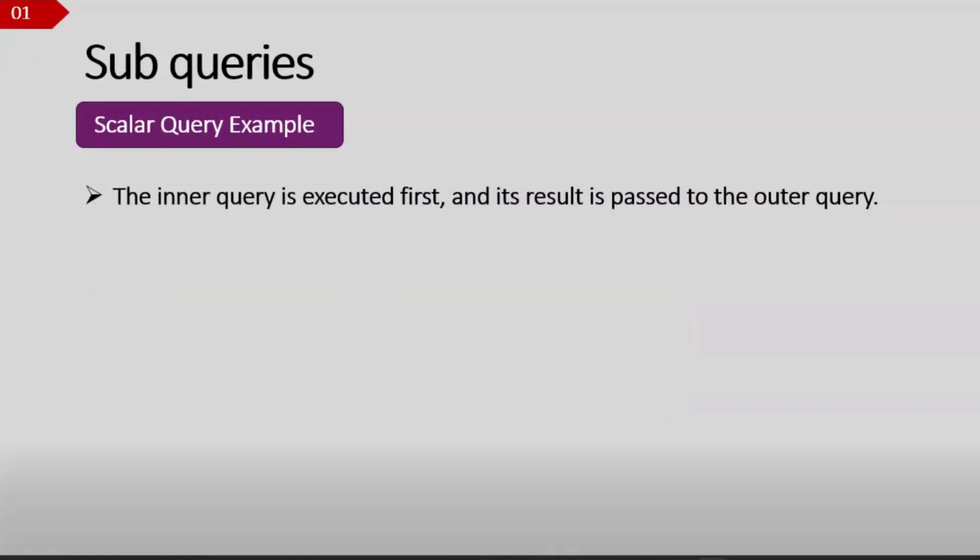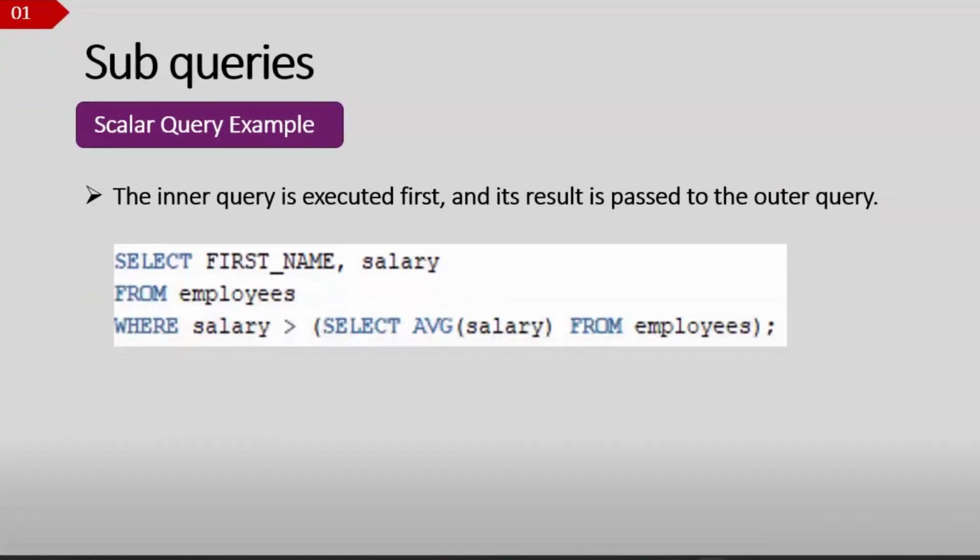Let's take an example. What is a scalar subquery example? The inner query is executed first, then the result is passed to the outer query, like this. Here, the manager asked you to get all the employees whose salary is more than the average salary of all the employees. But you don't have information called the average salary of all employees. So you select the first name and salary from employees. That's what he required, right? Okay. And the condition will be where the salary is bigger than... oh, I need another query to get the average.